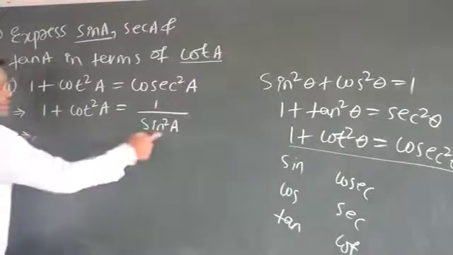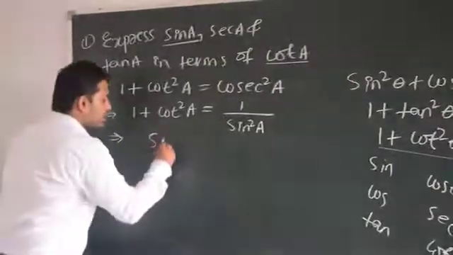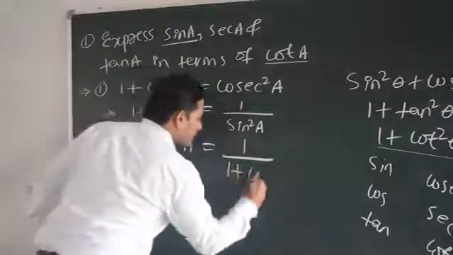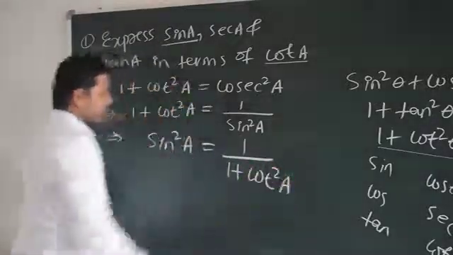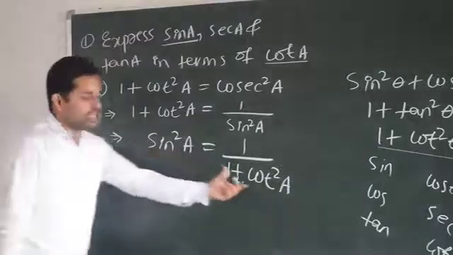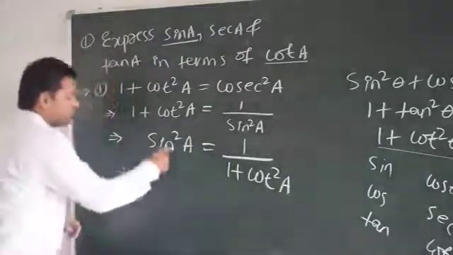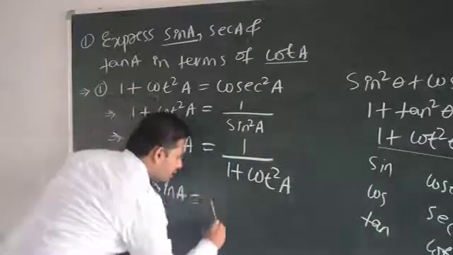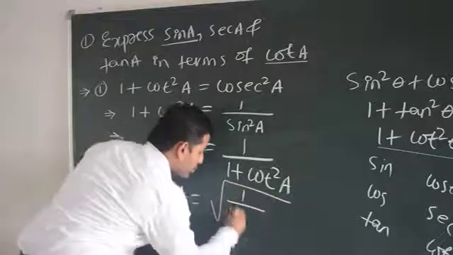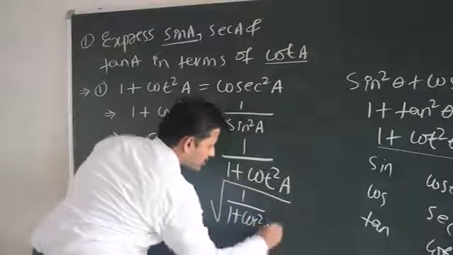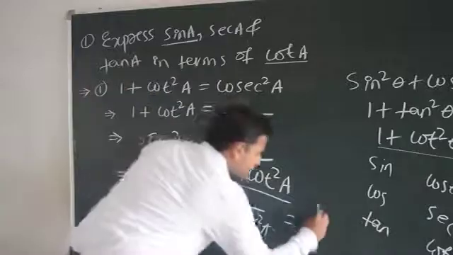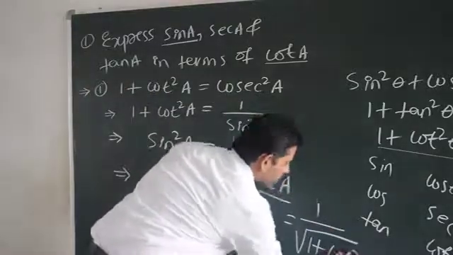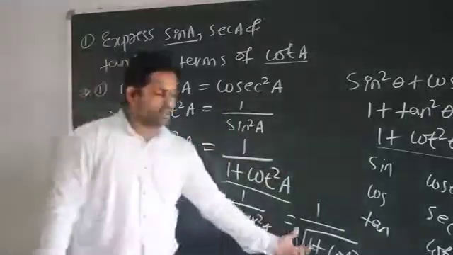Now let us bring this sine square A to this side. So sine square A is equal to 1 over 1 plus cot square A. Of course, fine. Now I am getting sine A in terms of cot A. They are not asking you to put sine square A, so you have to put sine A. So sine A is equal to under root of 1 over 1 plus cot square A. Root 1 means 1 only, so it is 1 over under root 1 plus cot square A. So sine A is represented in terms of cot A.